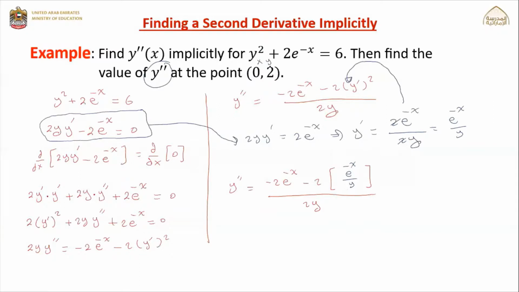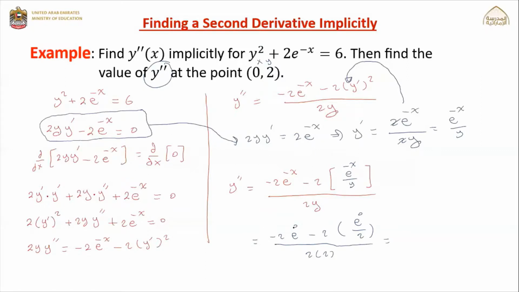Now in the question, he asked me about y prime at the point 0 and 2, at x equals 0 and y equal 2. So here directly I will go and replace x by 0 and y by 2. So negative 2 e to the power 0 minus 2 e to the power 0 over y, which is 2, over 2 times y, 2 times 2.